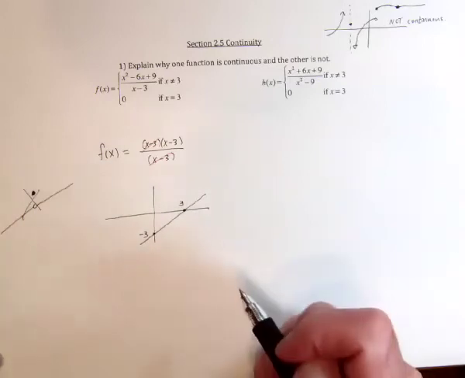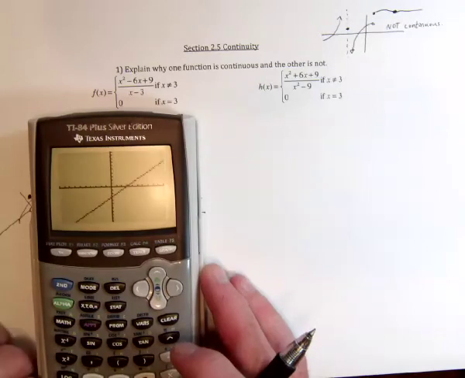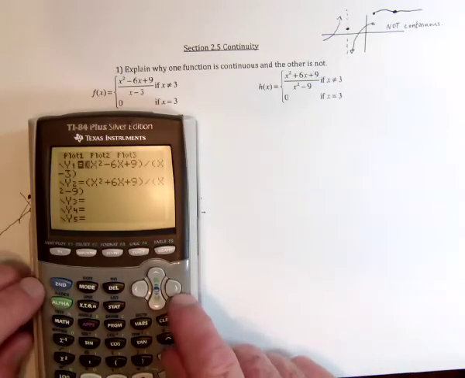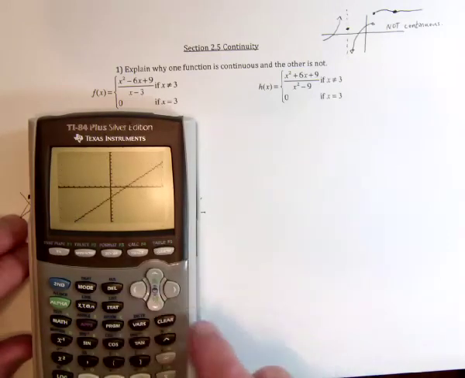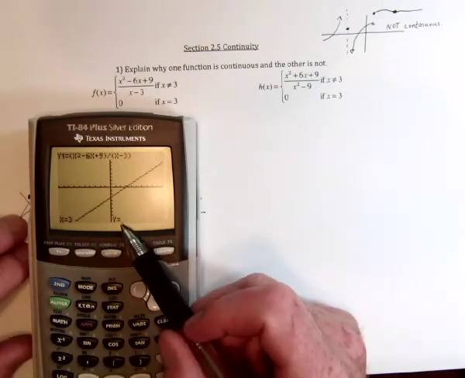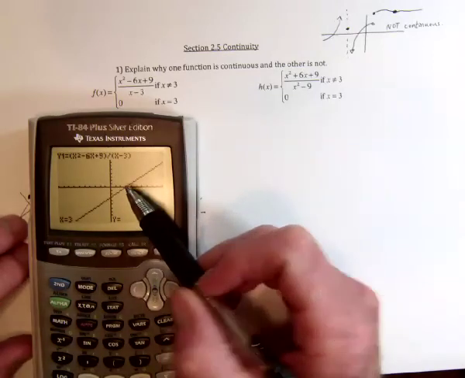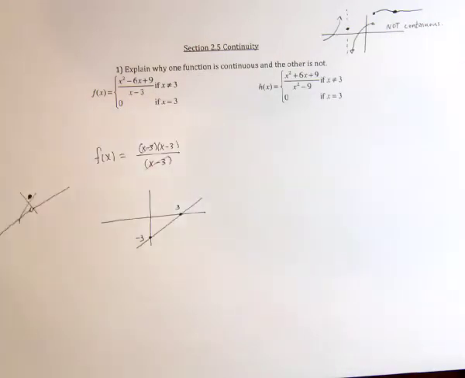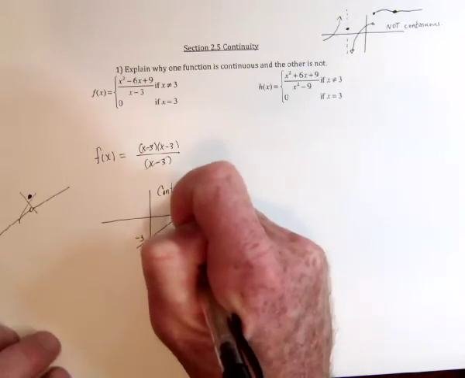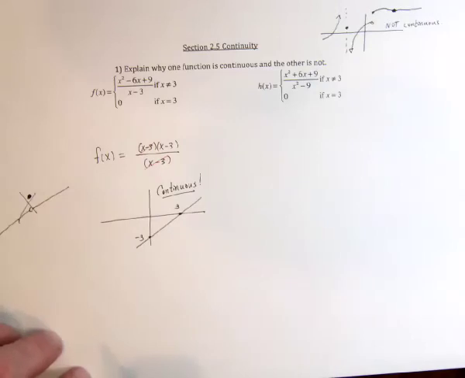So take a look at the graph of the original. So here's the original, x squared minus 6x plus 9 divided by x minus 3. And there's the original, and if you trace and plug in a 3, sure enough, there's a hole in the graph. And the hole is right here at a height of 0, and so this then fills in the hole, and it's continuous. So this one no longer has any holes or gaps.